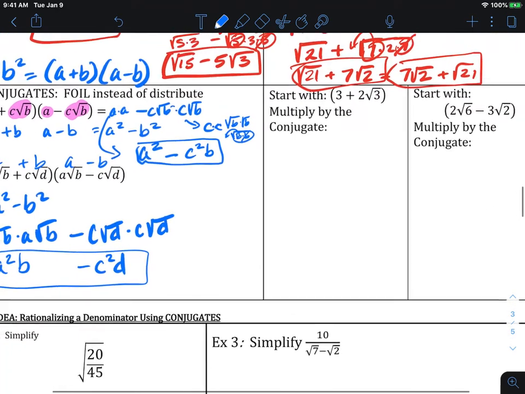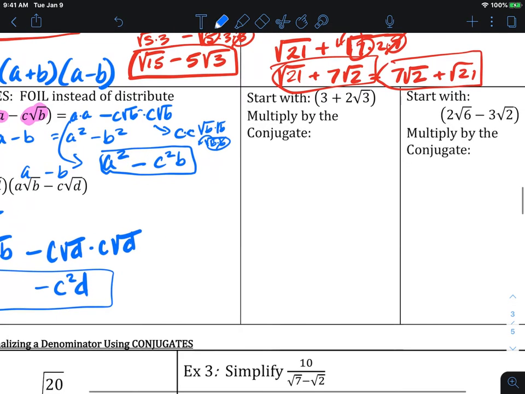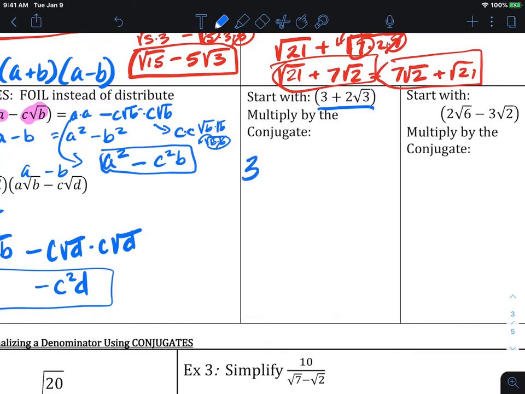All right, so first off, if this is 3 plus 2 radical 3, what's its conjugate? If that's an A plus a B, 3 plus 2 radical 3 has to be multiplied by what conjugate? Well, the A is the 3, right? The B is going to be the minus 2 radical 3.